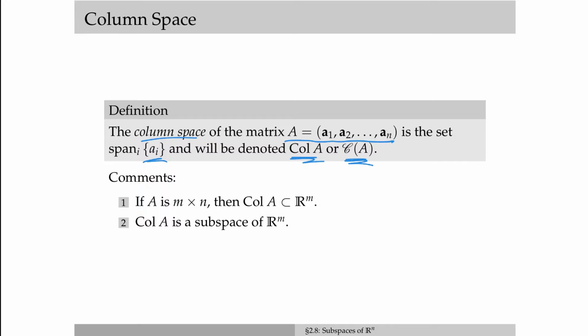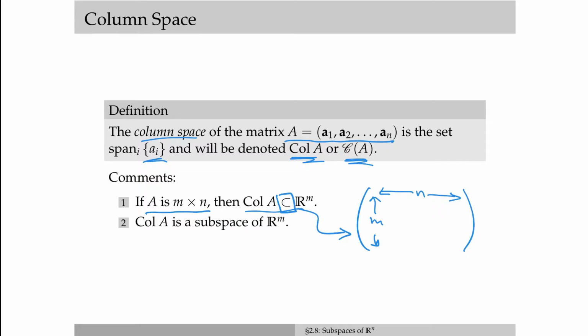All right, now, if we think about this, if A is m by n, so we have m rows and n columns, then the column space of A is a subspace of R^m. All right, this is pretty easy to see right here. Why is that? Well, actually, I'm jumping the gun here.